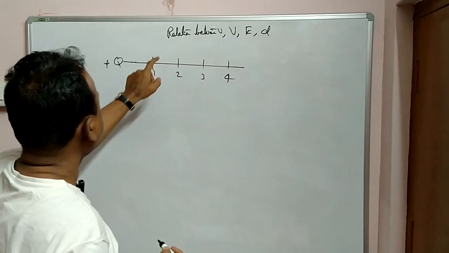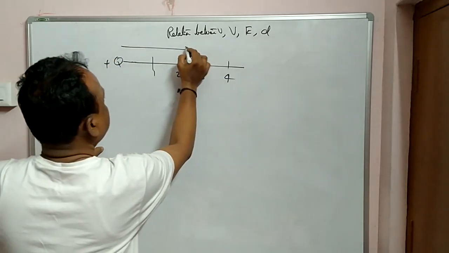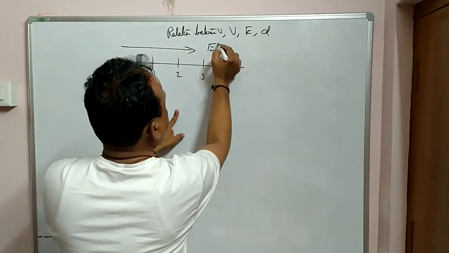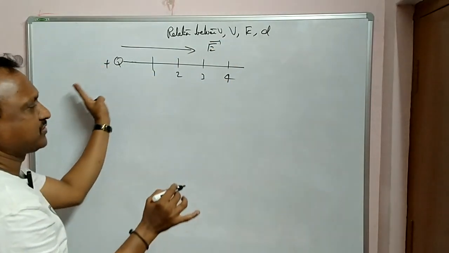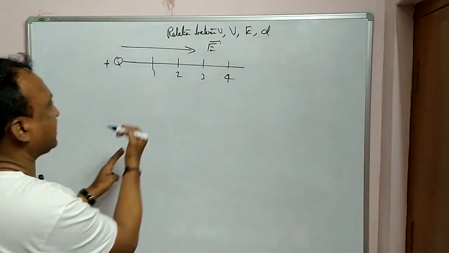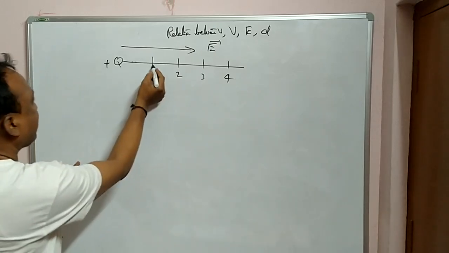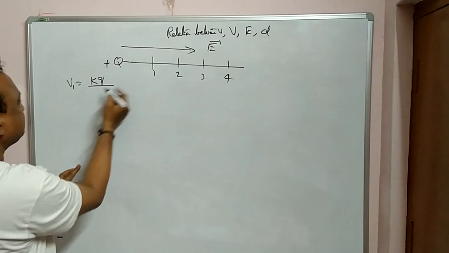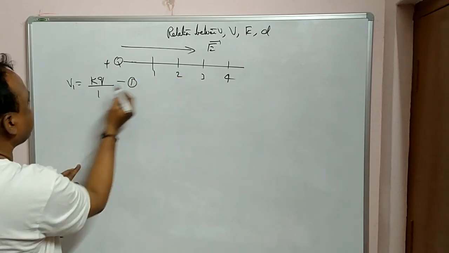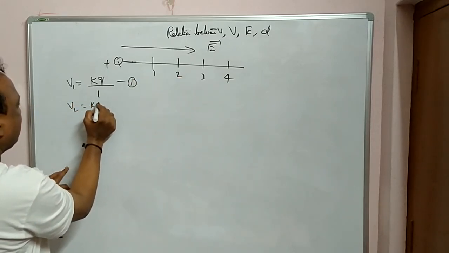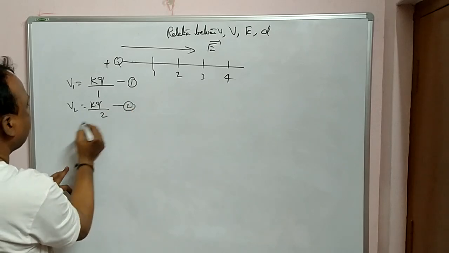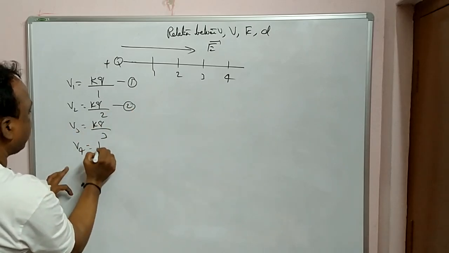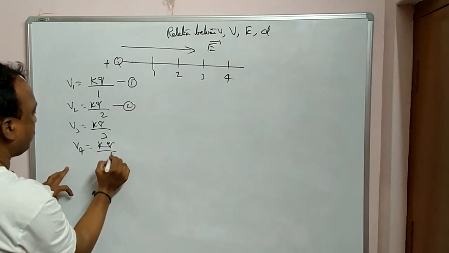Now suppose I want it here, this is the direction. Positive charge means the field goes away. For a negative charge it comes towards. Now for example, if you calculate the potential here, V1 is kq by d, potential here kq by 2, here kq by 3, and here kq by 4.